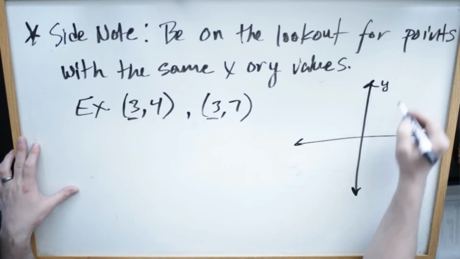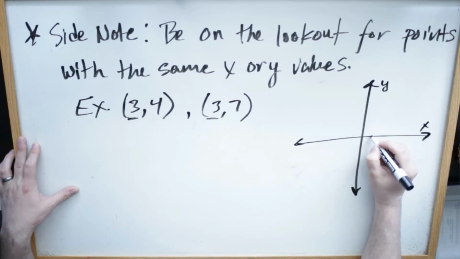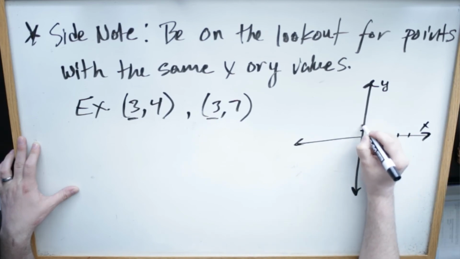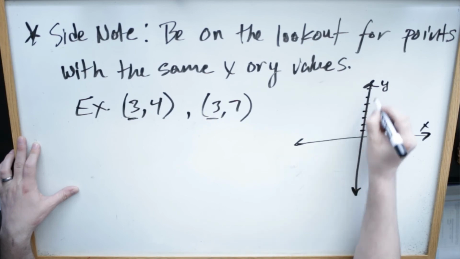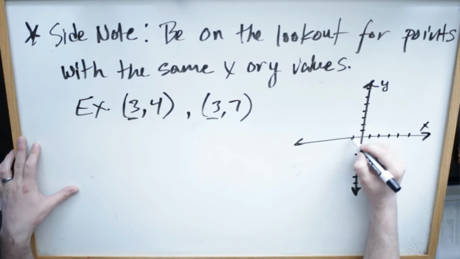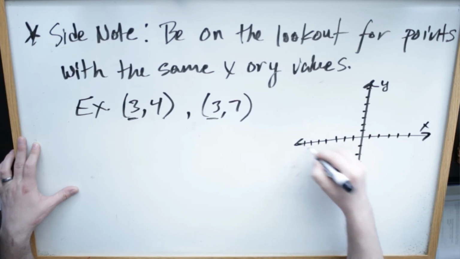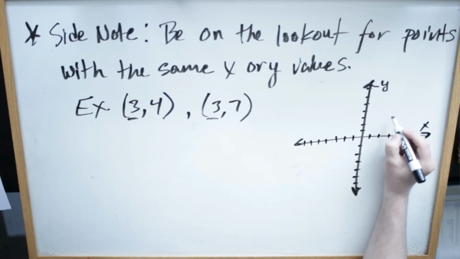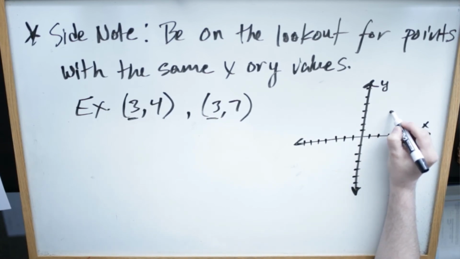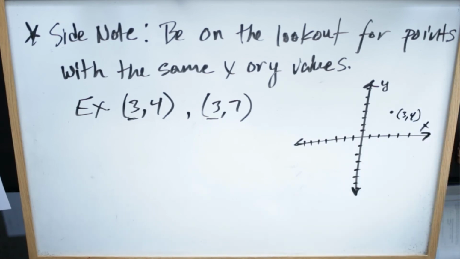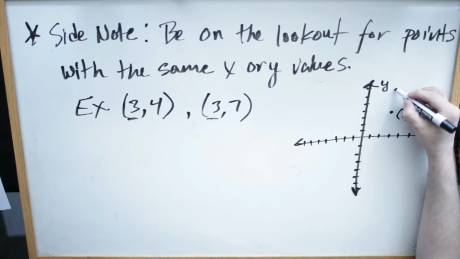Here's our x, here's our y. So 1, 2, 3, 4, 5, 6, 7 on each axis. Okay, so now what we have here is the point 3, 4. So we go over 3, up 4, and here is our point. This is 3, 4. And then above it is going to be 3, 7. So it's going to be right up here.